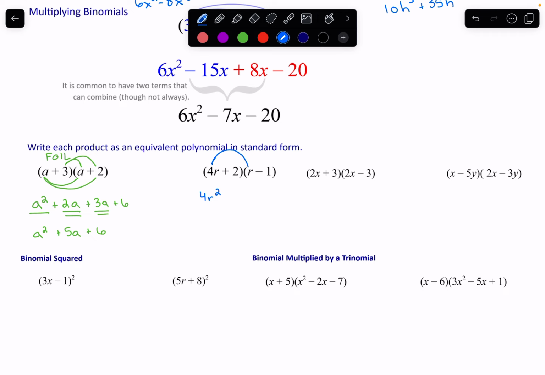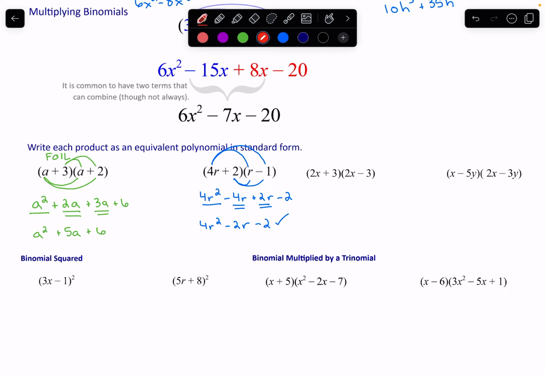Then I take the 4r and I times it by the negative 1, which gives me negative 4r. Then I take the 2, times it by the r, and that gives me 2r. And then I take the 2, times it by the negative 1, and that gives me negative 2. And again, I want to write my answer in standard form. So I start with my biggest exponent, 4r squared. And then these two in the middle are like terms, so they add together, minus 2r, and then I've got a minus 2 at the end.